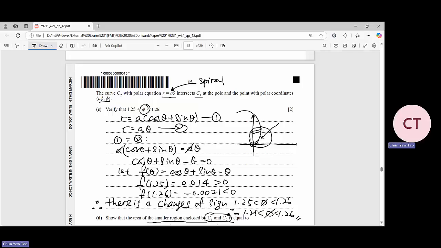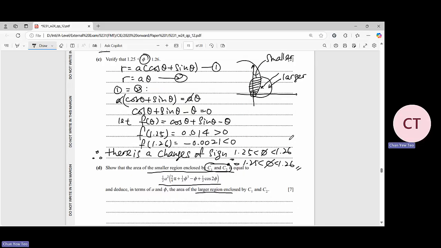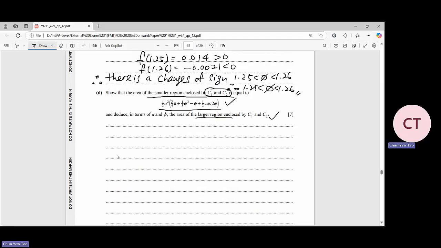This is the area enclosed by the C1 and C2. This one is a smaller one. This one is a larger one. So we need to show the smaller area looks like this. After that, we want to find the larger area. Okay, so now the smaller area, I call it A1.